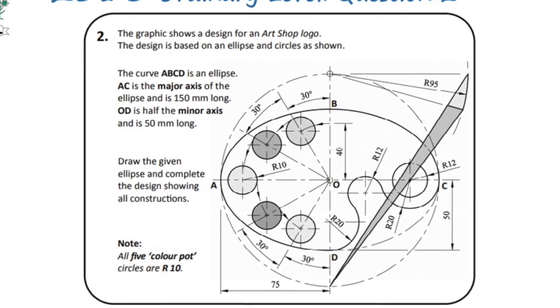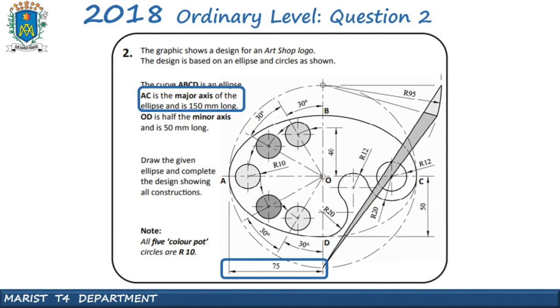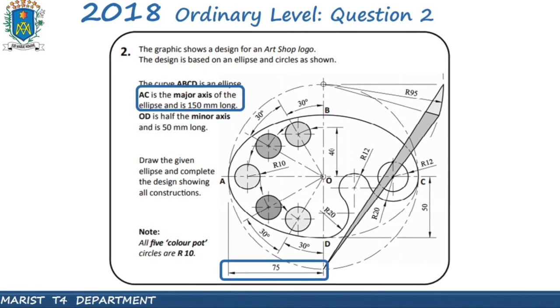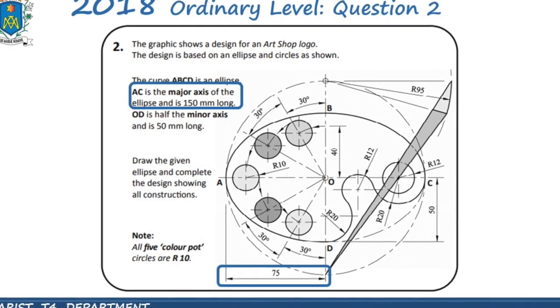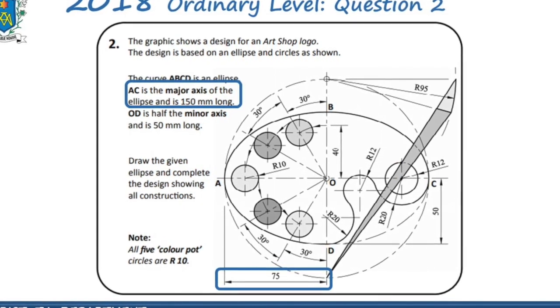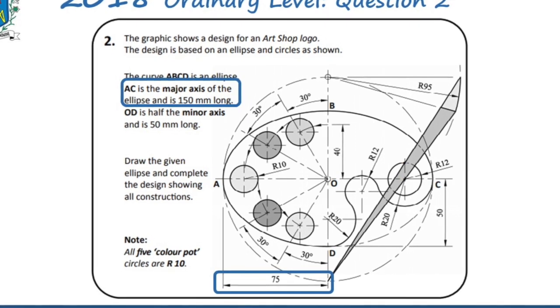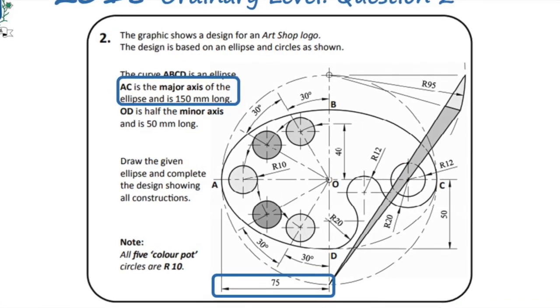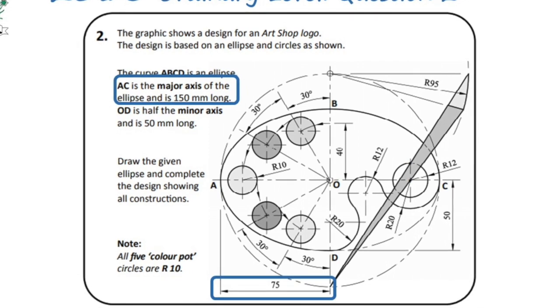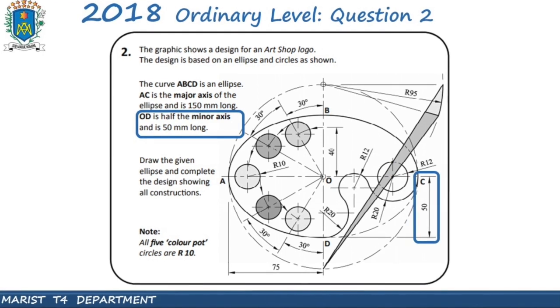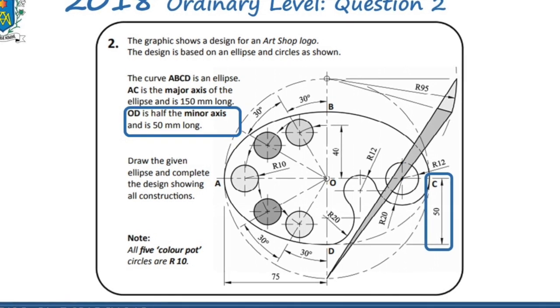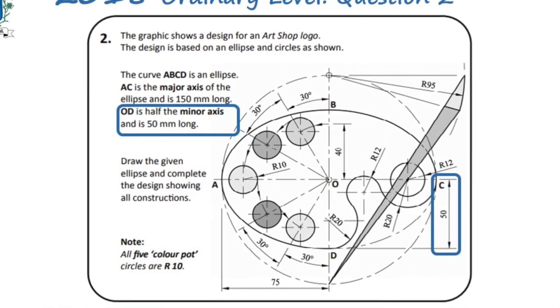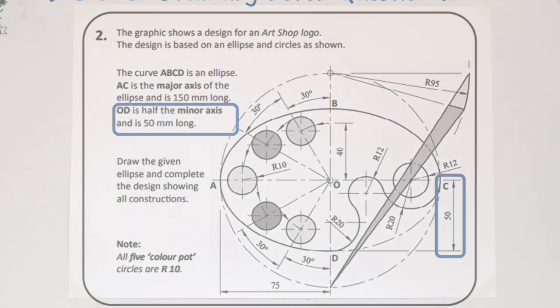If we look here at the question, we are told that the curve ABCD is an ellipse with AC the major axis of the ellipse and is 150 millimeters long. If we look closely at the drawing itself, we can see that there's a measurement down the bottom left of 75 millimeters, and that is half the major axis from A to O. We're also told that OD is half the minor axis and has a length of 50, and again from our drawing we can see that half the minor axis is indeed 50.